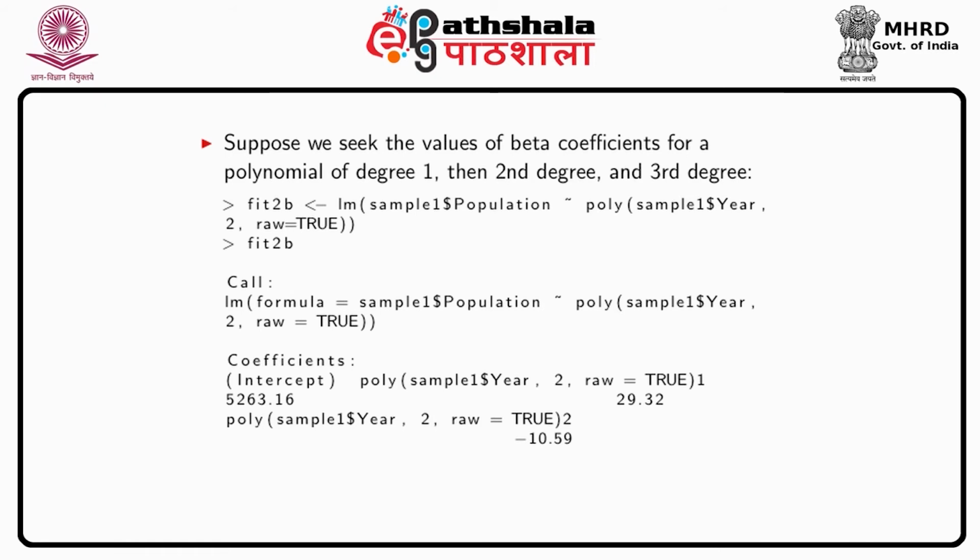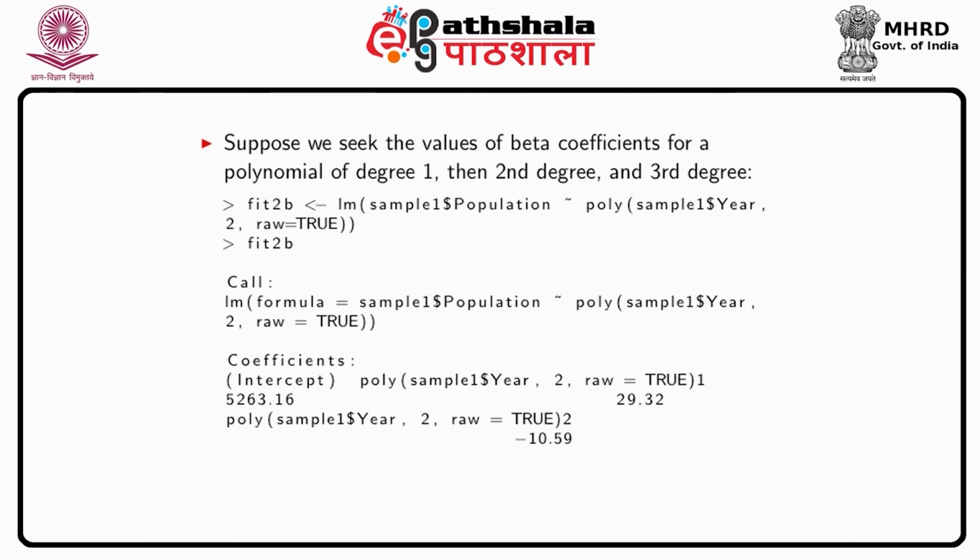Similarly, if the second coefficient, corresponding to x square, changes by 1 unit, then in the polynomial regression, y will change by 10.59. Because 10.59 has a negative sign attached to it, we know that if the second coefficient corresponding to x square increases by 1 unit, then y would decrease by 10.59 units.